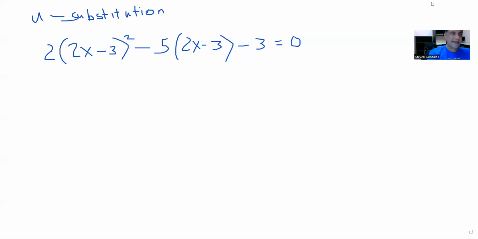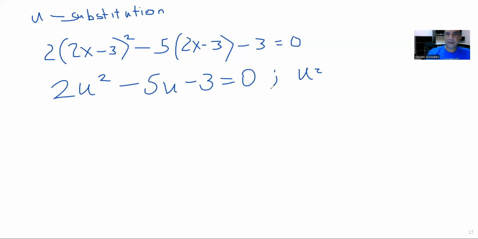If you recognize that this particular equation is really a quadratic, set u equal to the linear component. So all of a sudden, instead of having to square a binomial and do some other messy algebra, you have a trinomial that you just have to factor.